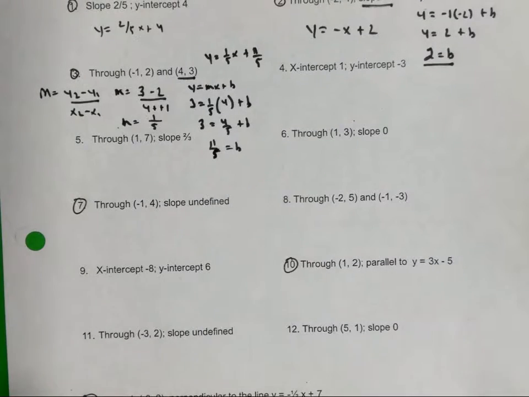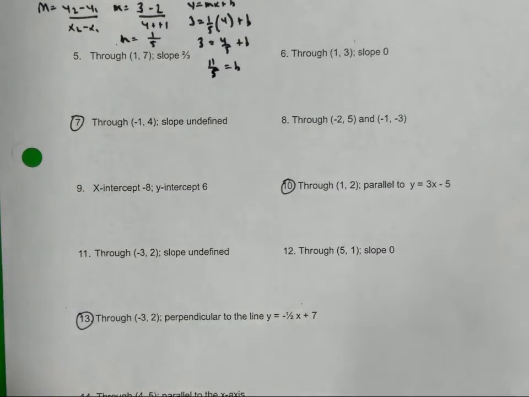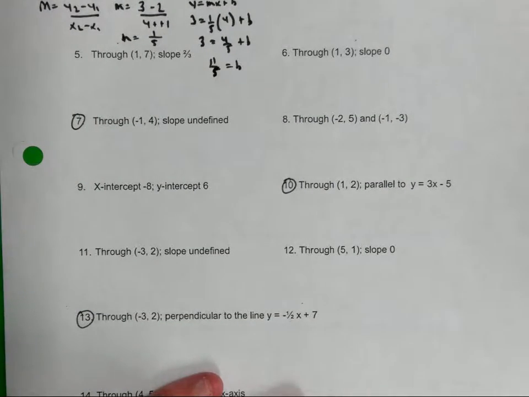Alright, number 7. It's through the point -1, 4 and the slope's undefined. What type of line, Jesse, is undefined? Is it x equals or y equals? X equals. It's a vertical line. So all you simply do there is put x equals what? -1. X equals -1.